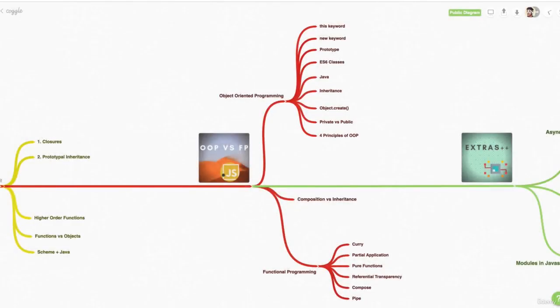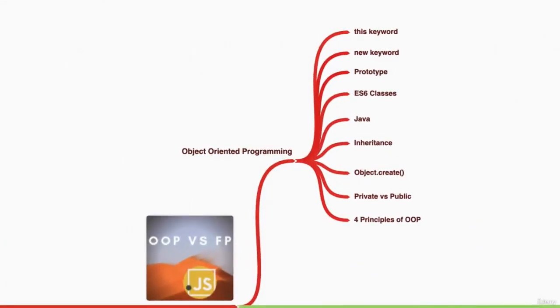Let's get into object-oriented programming. We're going to be talking about some things that we've actually already covered, but we're going to dive deep this time. Things like the this keyword, prototypal inheritance, the new keyword, the new ES6 classes, the idea of inheritance, Object.create. These are all important things.